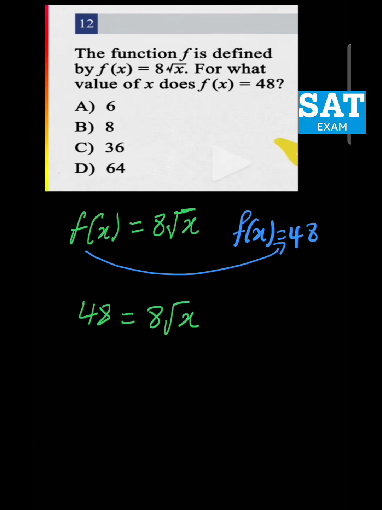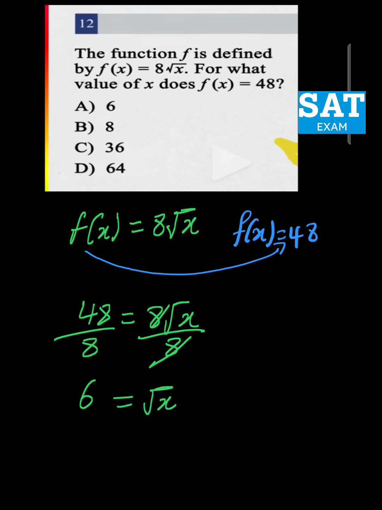Now to get the value of x here, the first thing we need to do is to divide both sides by 8, which is the number that is attached to root x. So we divide the right hand side by 8, the left hand side by 8. So this 8 is going to cancel this 8. Then 48 divided by 8 is going to give us 6, which is equal to root of x.